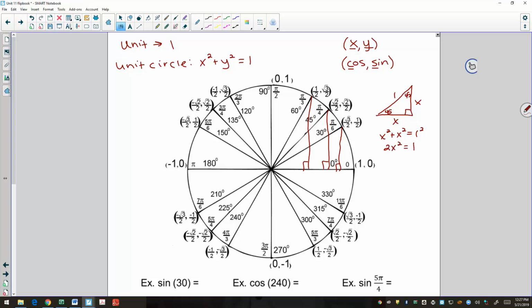1 squared is 1. Then in order to get x alone, you need to divide the 2 in front over to the other side first. So that's 1/2. And then you're going to square root both sides to get rid of the squared. Now, the square root of 1 is 1.